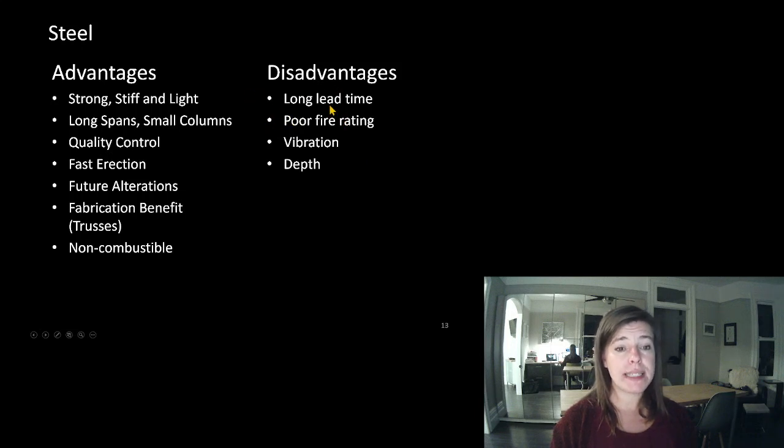Steel has a long lead time. So remember all that shop drawing process and the review that I talked about? That can take months. So there can be what appears to the owner to be a long delay, and then all of a sudden the steel is on site and the building's being built. Concrete, you can mobilize almost the day after you've decided you're going to build your building in concrete, but it's a really slow process to build it.